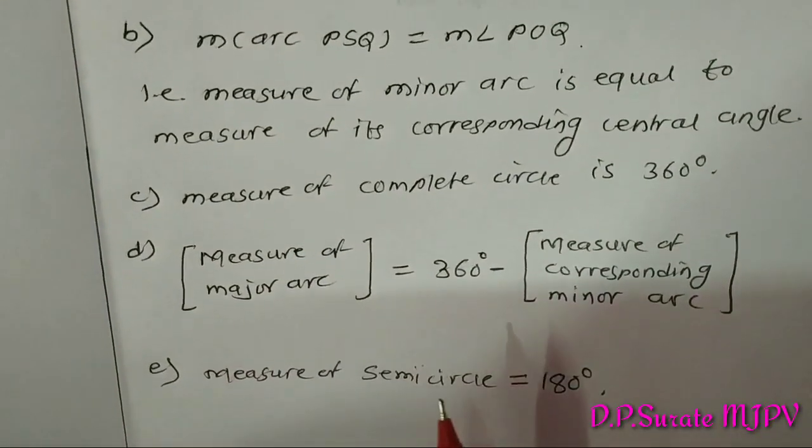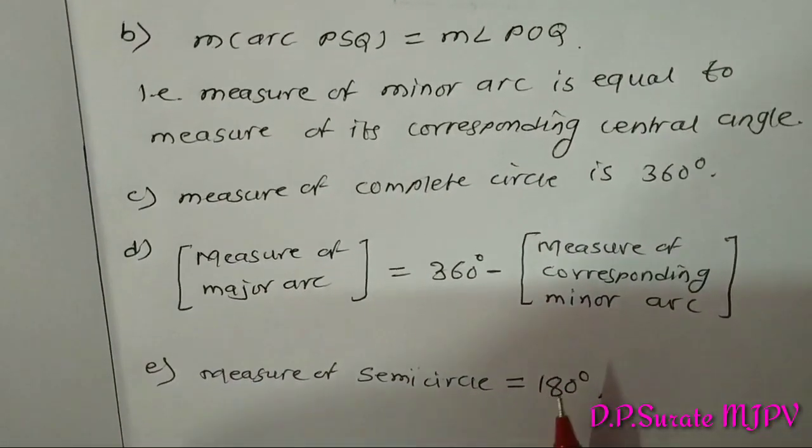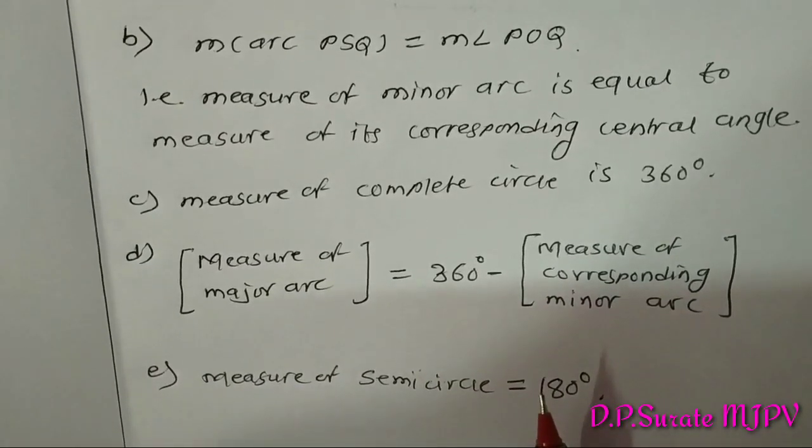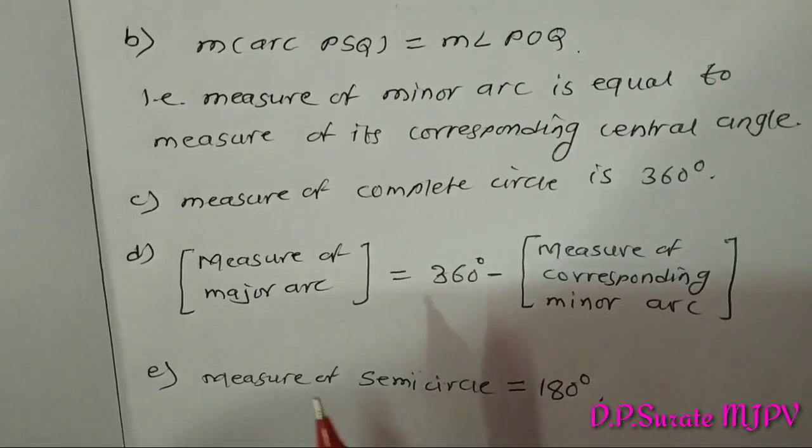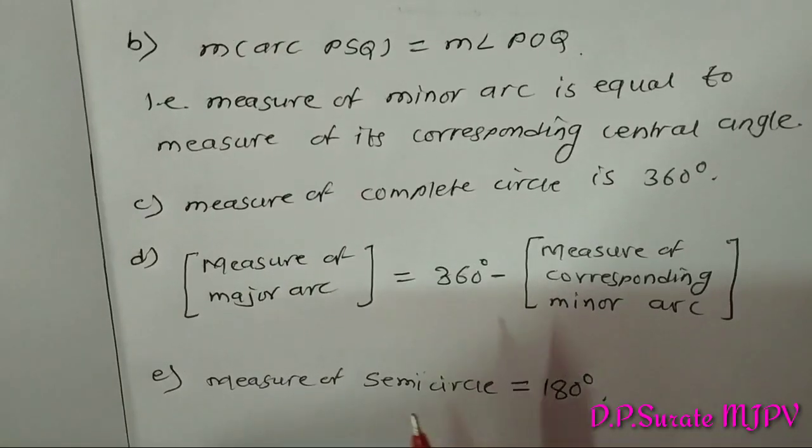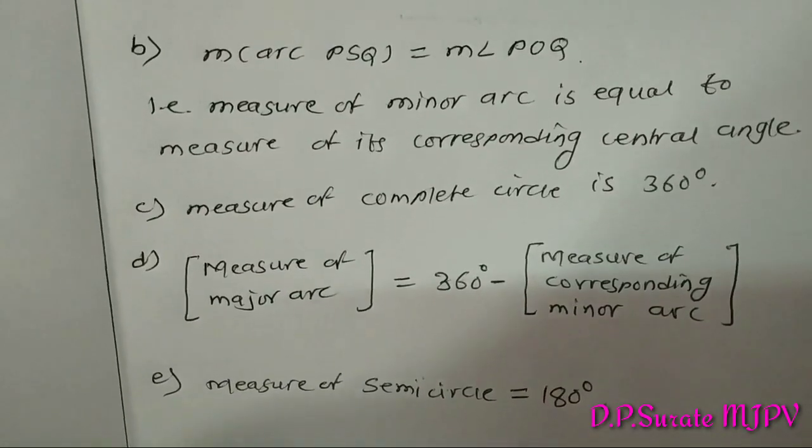Now the measure of the semicircle is 180 degrees, that is half of 360 degrees. Therefore, the measure of a semicircular arc, or the measure of the semicircle, is nothing but 180 degrees.